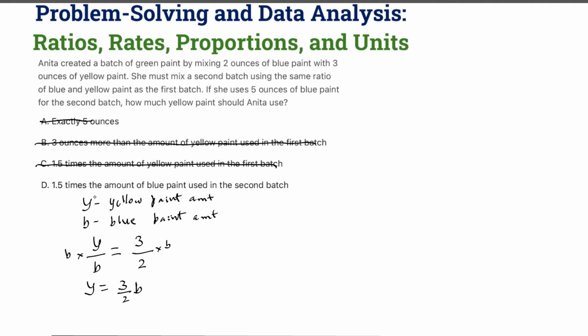And D is 1.5 times the amount of blue paint used in the second batch, which is correct because 3 halves is just 1.5. So this one is correct. So the amount of yellow paint used is going to be 1.5 times the amount of blue paint used in the second batch. So D is our correct answer.